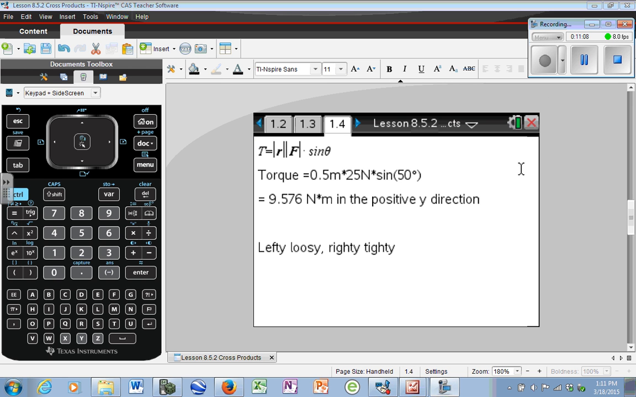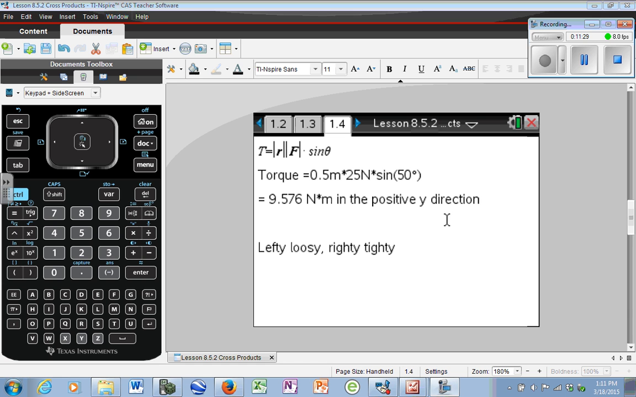So here's the math. Okay, torque equals our radius, which is 0.5 meters, our force was 25 newtons, and the angle between them, sine of 50 degrees, and that gives me a value of torque of 9.576 Newton meters, and this ends up being in the positive y direction.